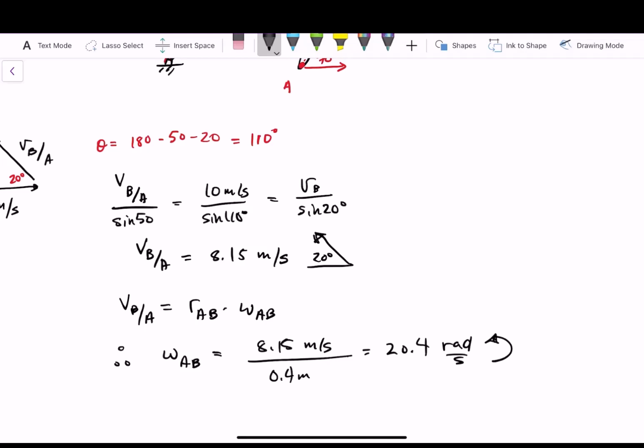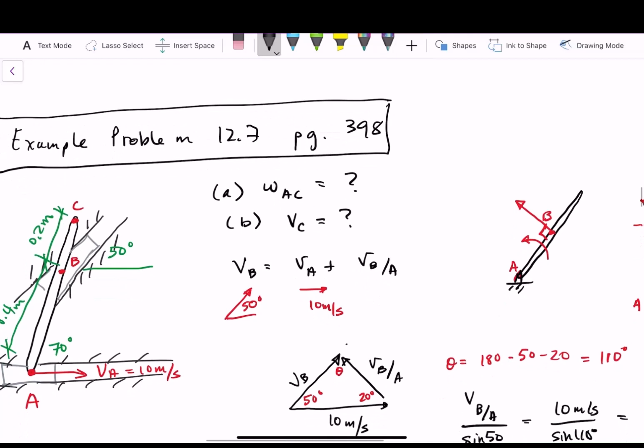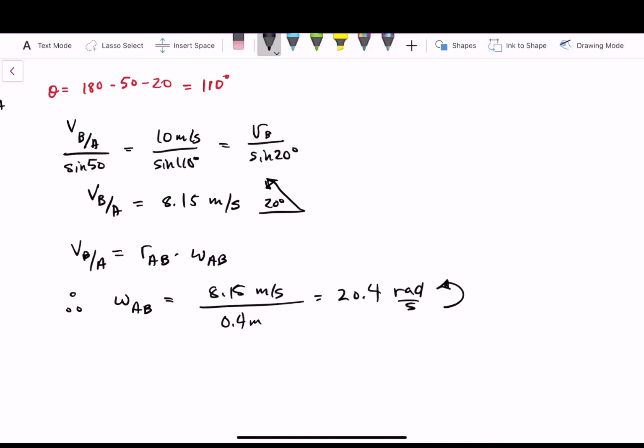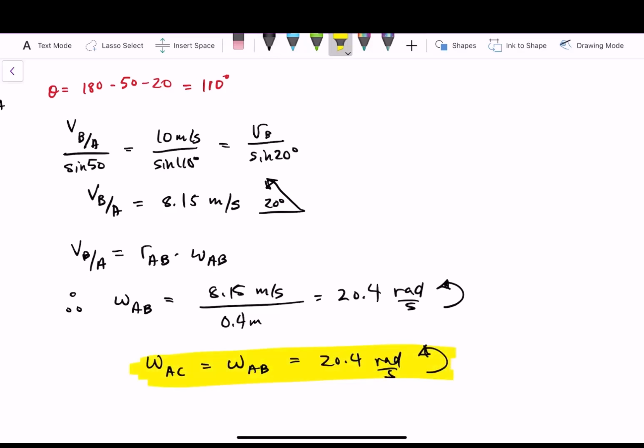counterclockwise. Now you might say, well, okay, Shane, but it said what's the angular velocity of AC? Well, just like a disk before in our angular motion, any point on a body that is spinning has the same angular velocity, right? It is independent of its radius, and so therefore omega AC is equal to omega AB, equal to 20.4 rads per second counterclockwise. Okay, so that is the answer for part A of the problem.